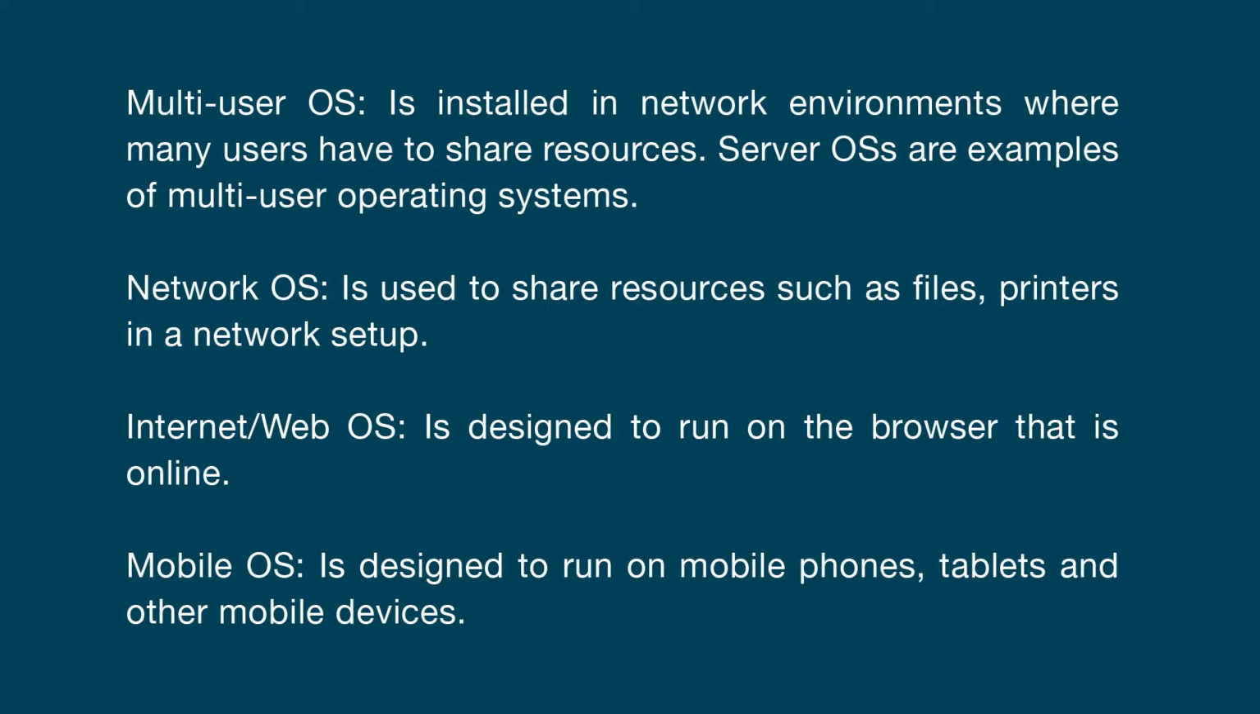Multi-user operating systems: it is installed in network environments where many users have to share resources. Server operating systems are examples of multi-user operating systems. Network operating systems: it is used to share resources such as files, printers, etc. in a network setup. Internet web operating system: it is designed to run on the browser, that is, online. Mobile operating system: it is designed to run on mobile phones, tablets and other mobile devices.